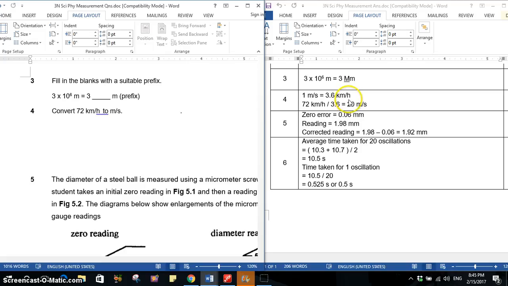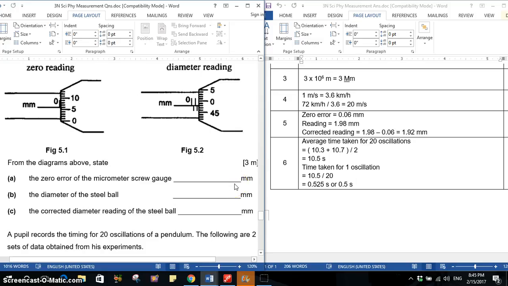Next is a conversion. Please take note that 1 meter per second is equivalent to 3.6 kilometer per hour. So if you do a conversion, just divide your answer by 3.6 and you will have converted it to meter per second.